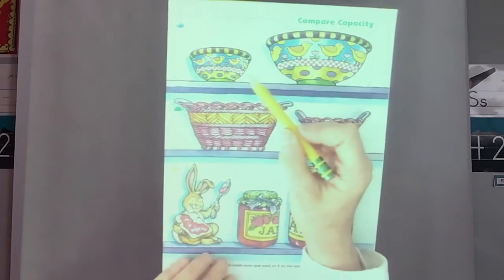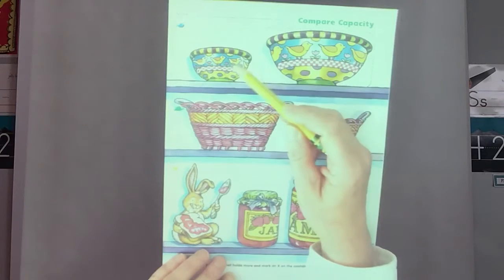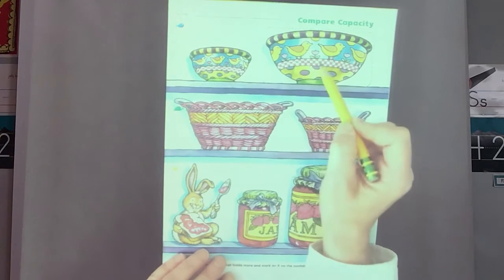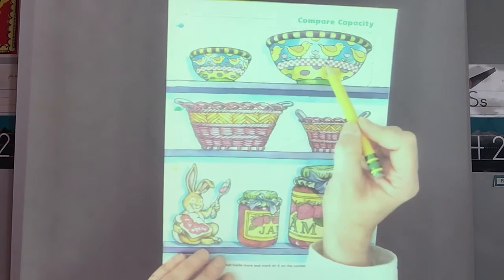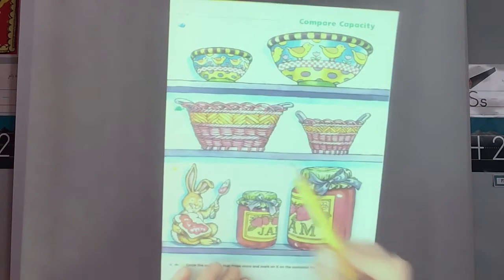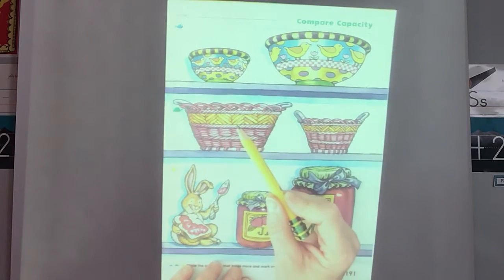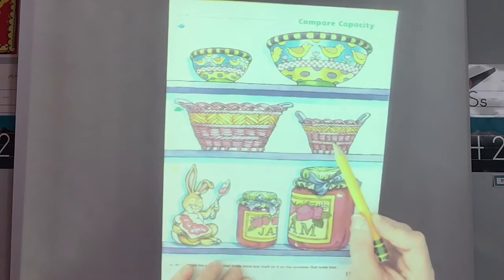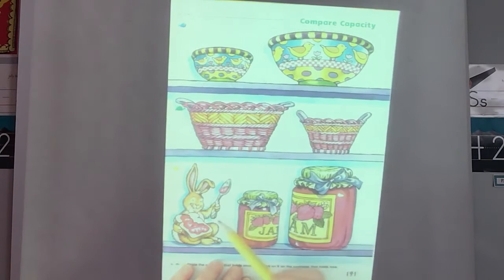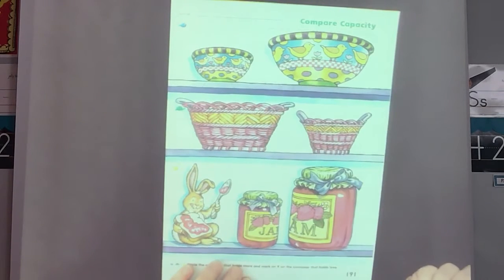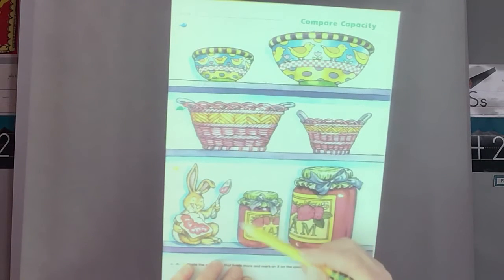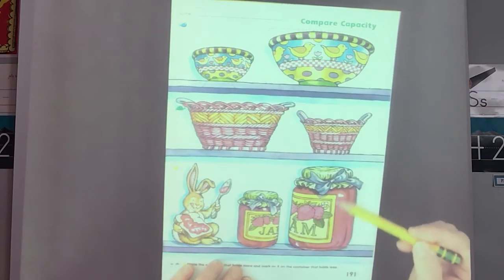So if you notice, I have two bowls here, and they are different sizes. This one's smaller, and this one's larger. We have two baskets. We have a basket here that's bigger, and a basket that's smaller. And then down here, we have a bunny that's making a piece of jelly toast, and there's raspberry or strawberry jelly. There's a smaller jar, and there's a larger jar.